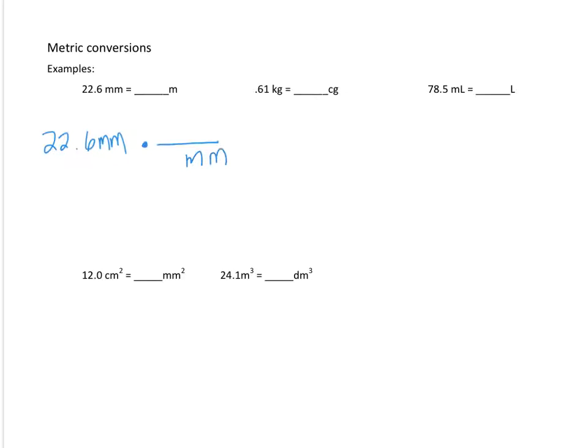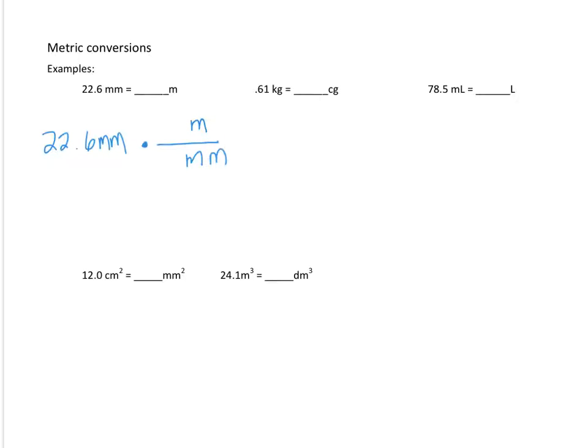The reason for that is because when you multiply this through, if you have something on top and something on the bottom that are the same, they can cancel out. So if those units cancel out, then you get rid of the millimeters because you don't want it anymore. Whatever you're given as units, you put them on the bottom so they cancel. On top, you put the units you are looking for. In this case, I'm looking for meters, so I'm going to put meters on top.